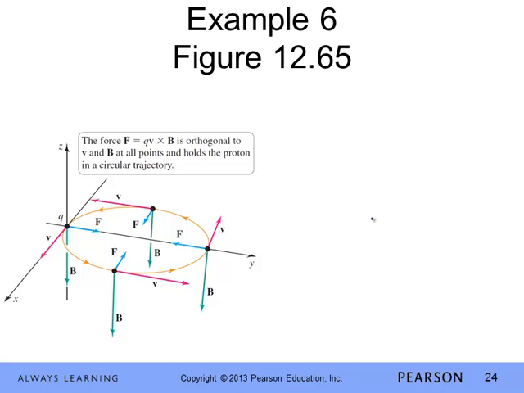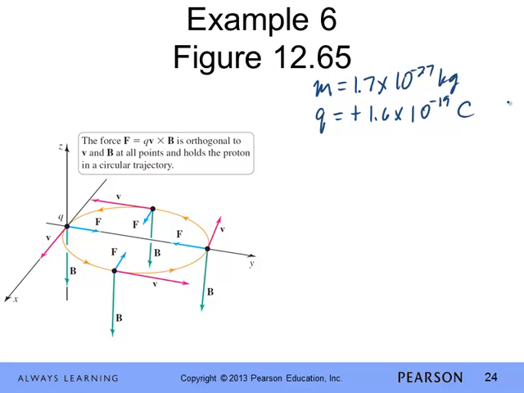Let me go ahead and write those quantities down here. So we have mass is equal to 1.7 times 10 to the negative 27th kilograms, a charge of positive 1.6 times 10 to the negative 19th coulombs, moves along the x-axis with a speed, magnitude V, of 9 times 10 to the 5th meters per second.